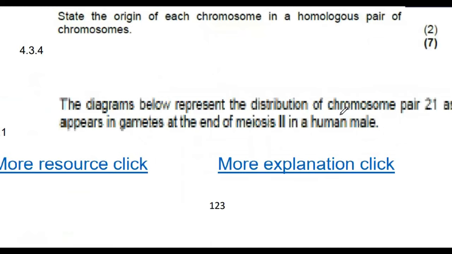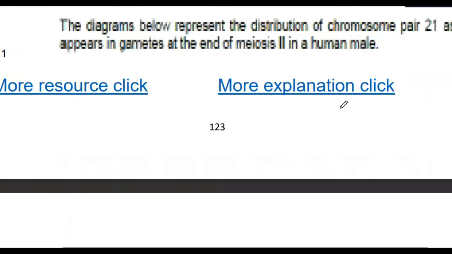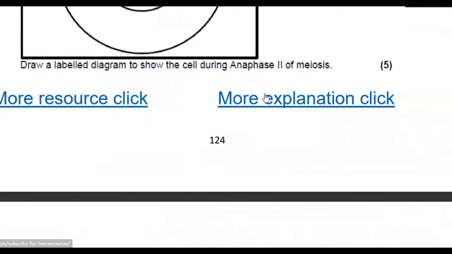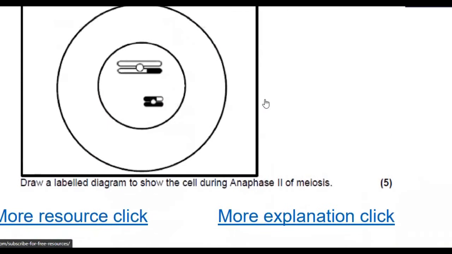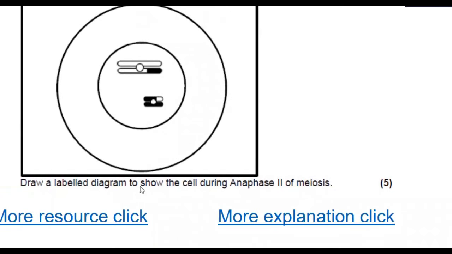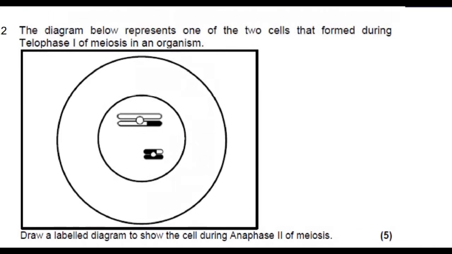Then they are saying that the diagram below represents the distribution of chromosome 21 as it appears in the gamete. So it's the same thing, guys. You always find almost the same diagrams, the same structures. Now draw a diagram to show the cell during Anaphase 2 of meiosis. When I ask you to draw a diagram, you must write a title. That is the first thing, a title. You cannot draw anything without a title.